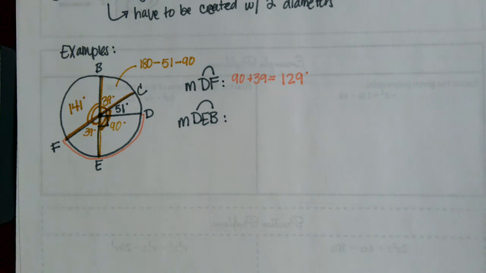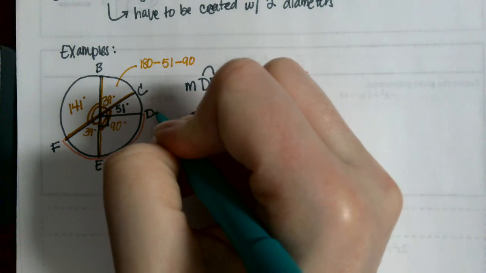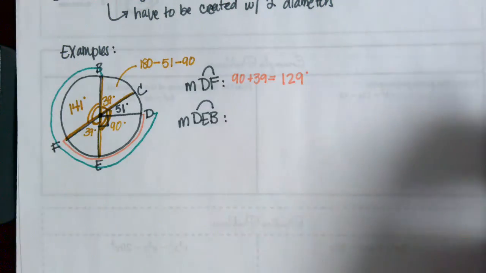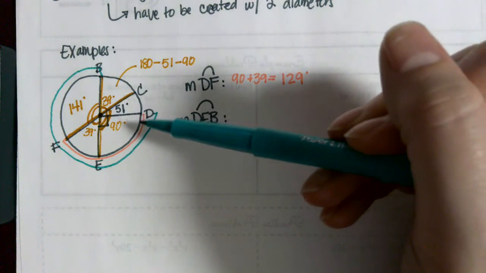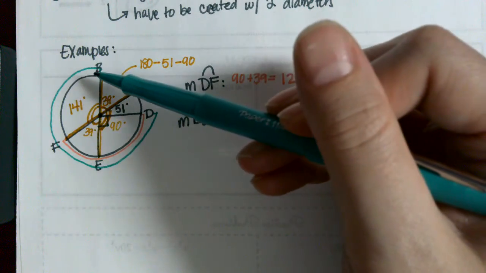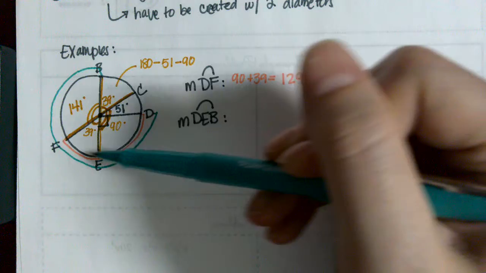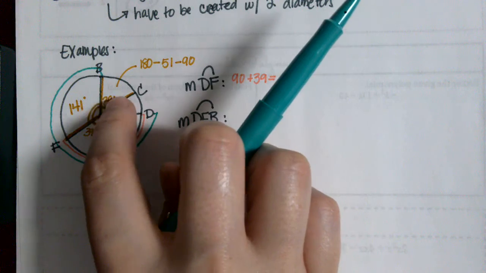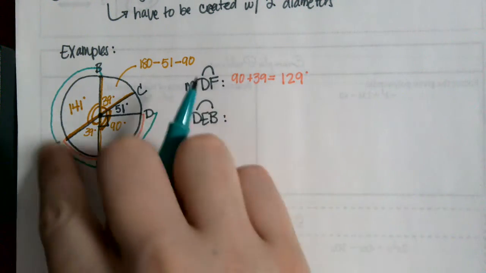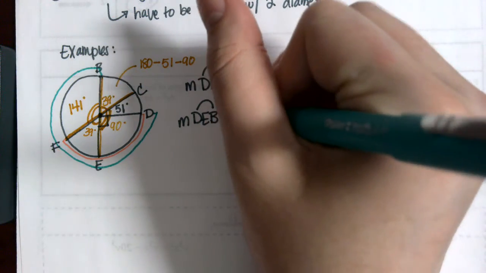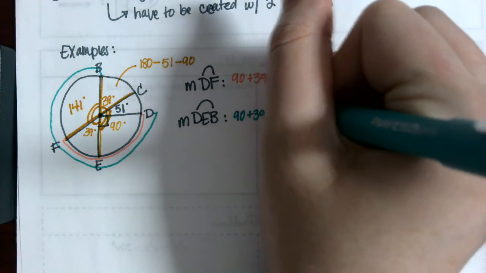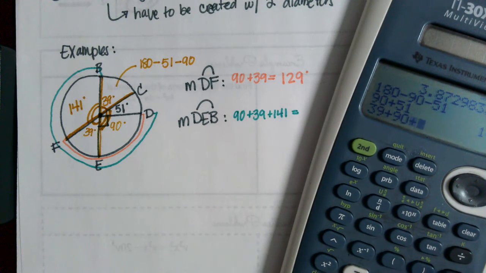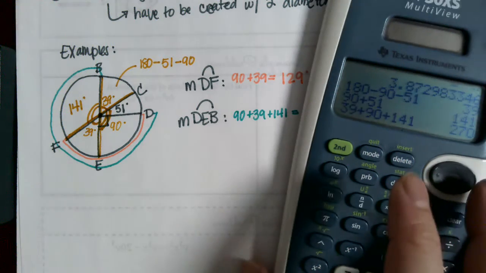So then DEB, I want to start at D again, go to E, all the way to B. Now there's a couple ways you could do this. You could add up 90 plus 39 plus 141, and that would give you all of your angles. You could also know that since the whole thing adds up to 360, you could subtract 51 and 39 from 360. I'm going to do the adding method. That's typically what I always do. So 90 plus 39 plus 141 gives me 270.